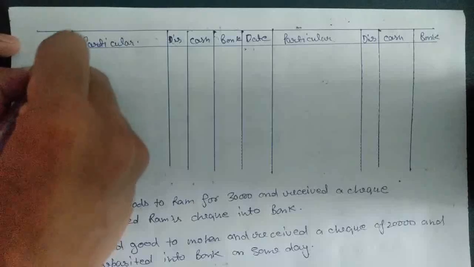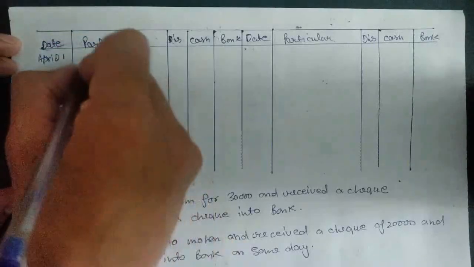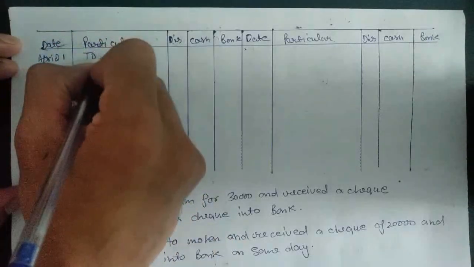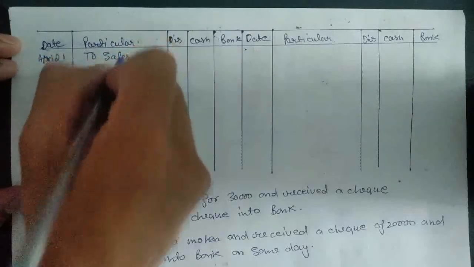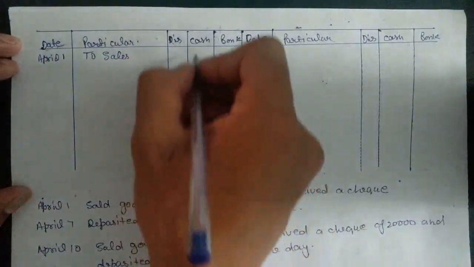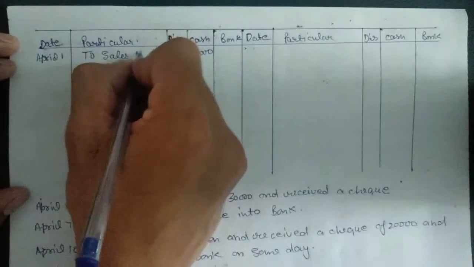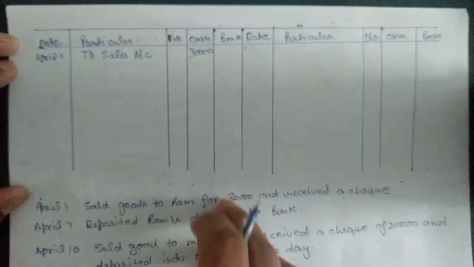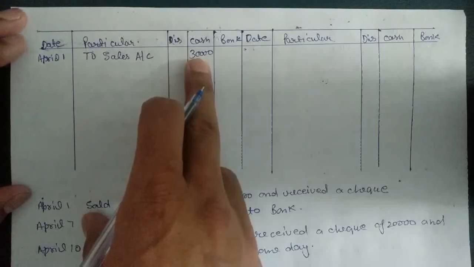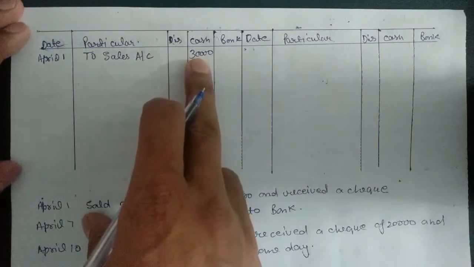April 1st, cash account debit, to sales 30,000. We received 30,000 in the name of cash, clear?